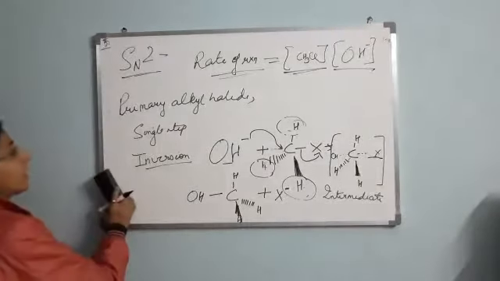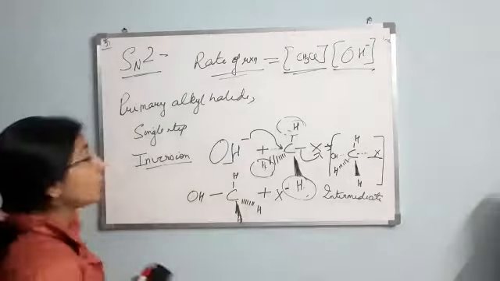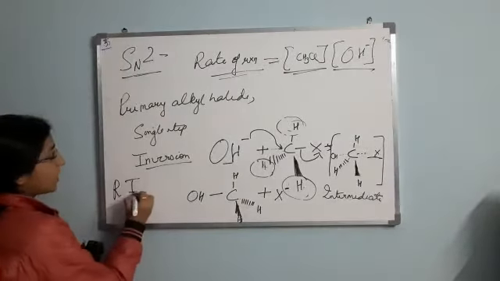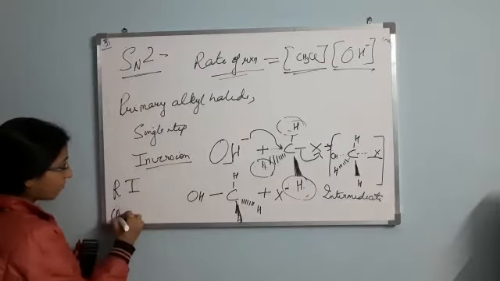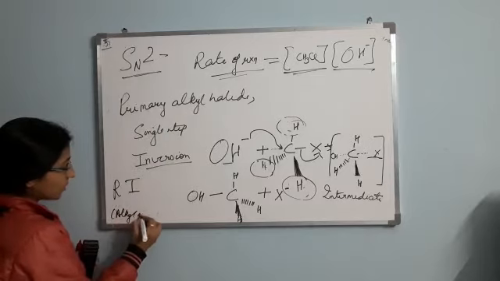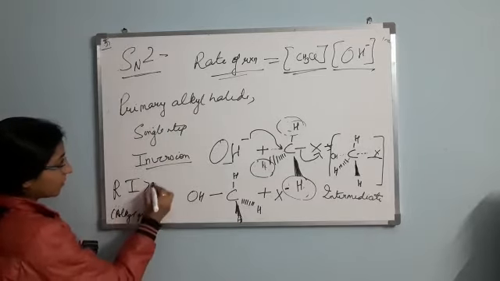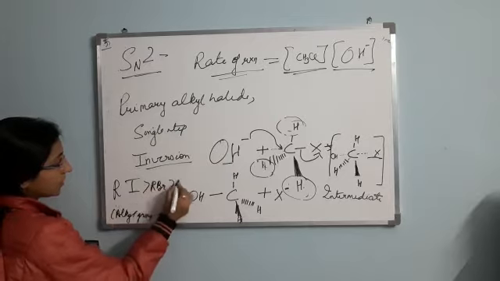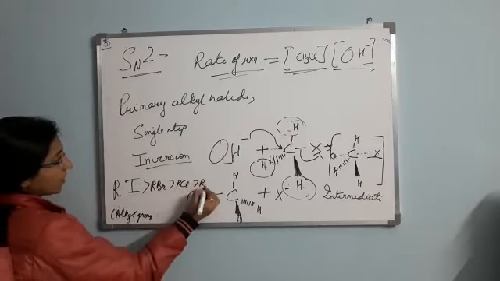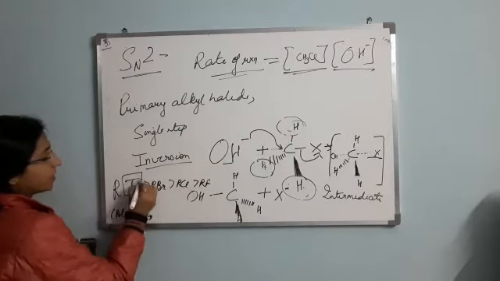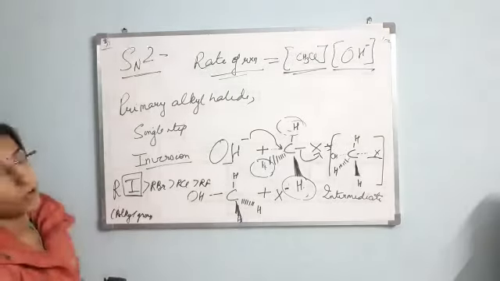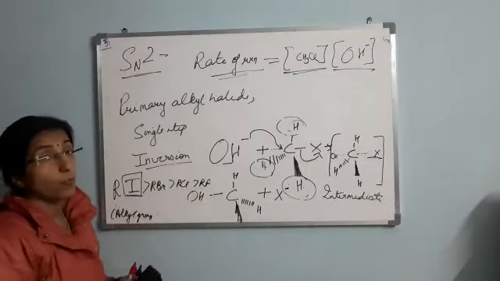Fine. And about the leaving groups also, I am going to tell you: RI, where R can be the alkyl group, then RBr, then RCl and RF. The bigger the size, the better is the leaving group. These questions are generally asked in your board exam also.